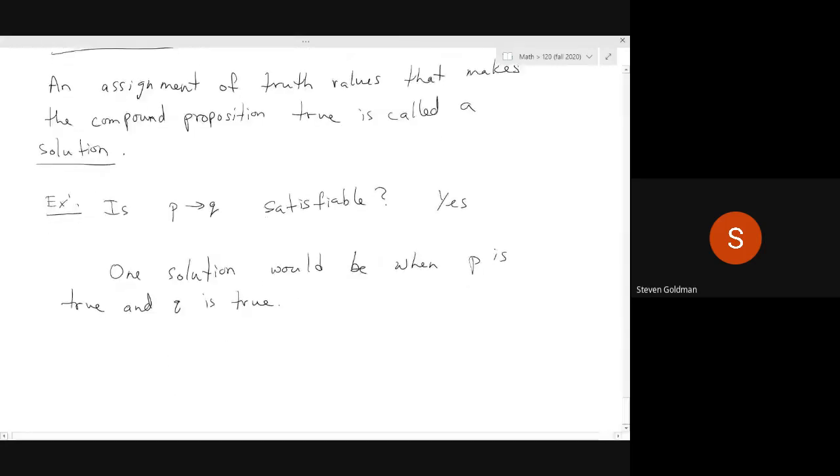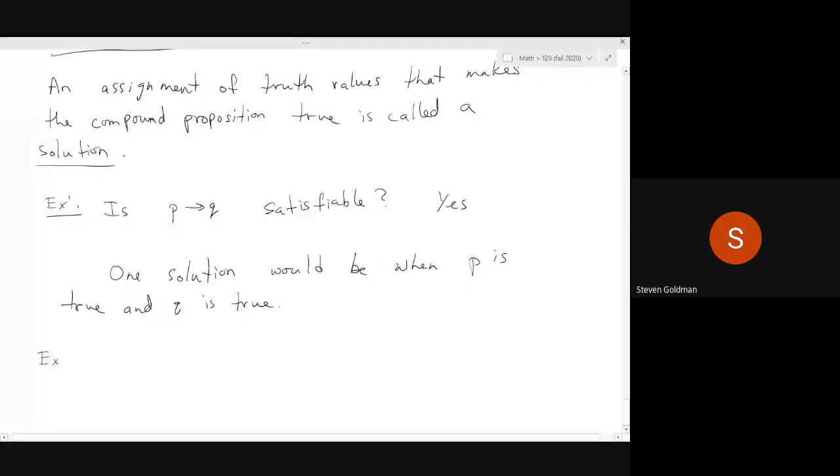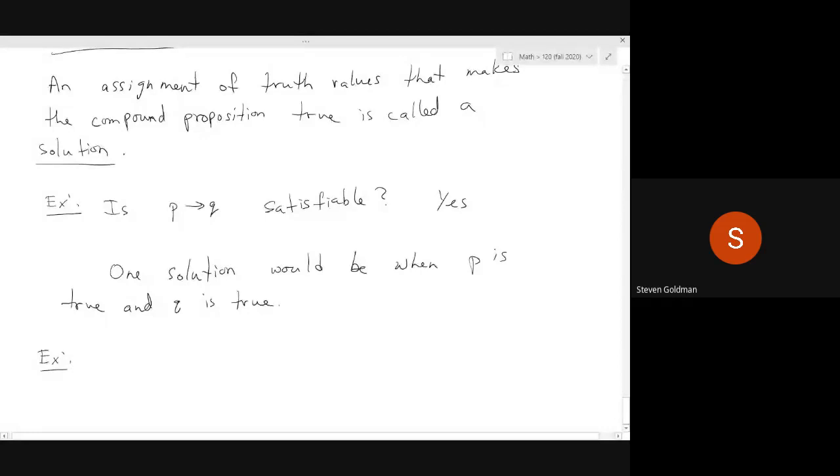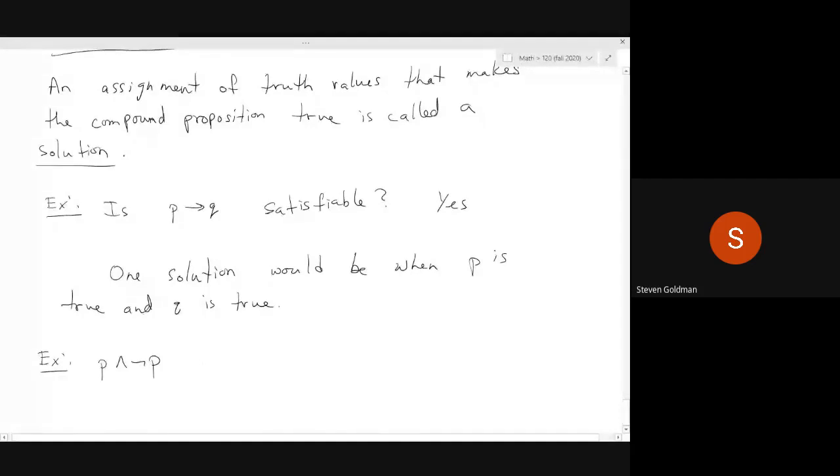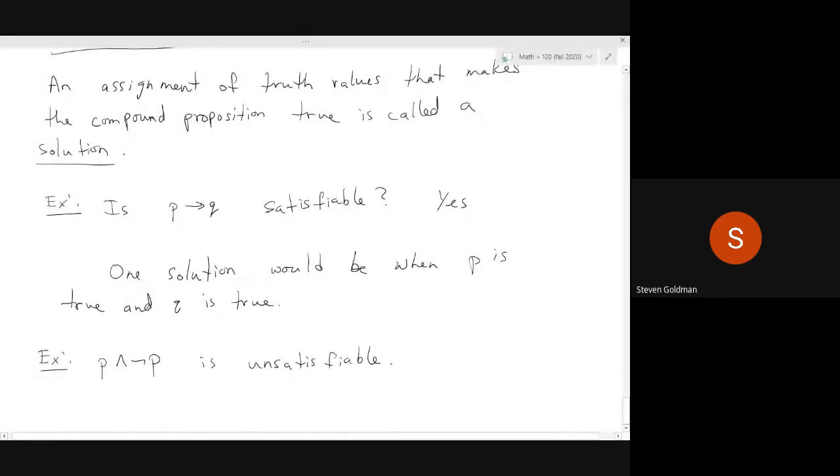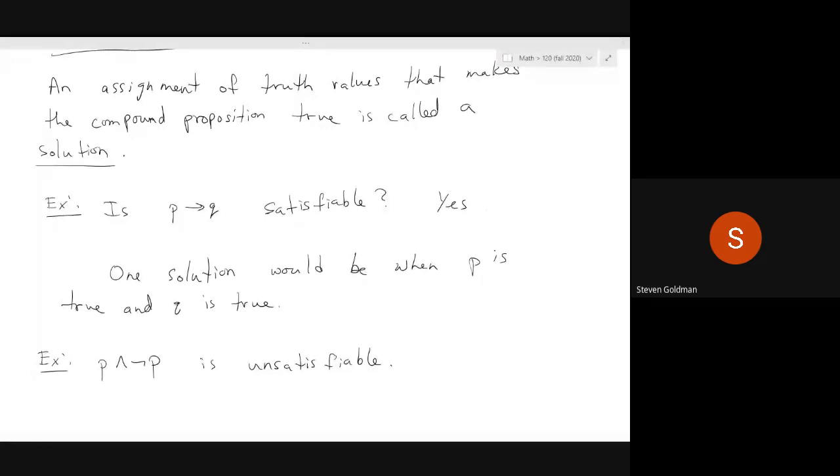What would be an example of something that's not satisfiable? Well, if you had something that's a contradiction. For example, we saw before P and not P was a contradiction. So that is unsatisfiable. There's no way we could make that sentence true. Any questions on that?